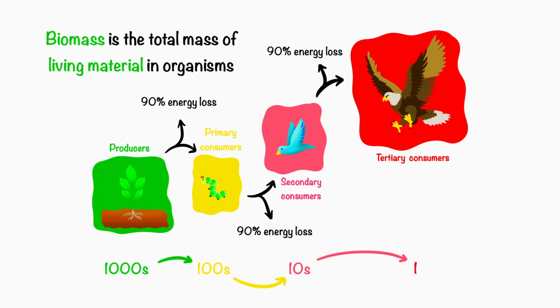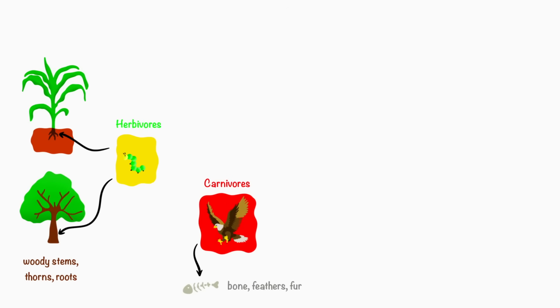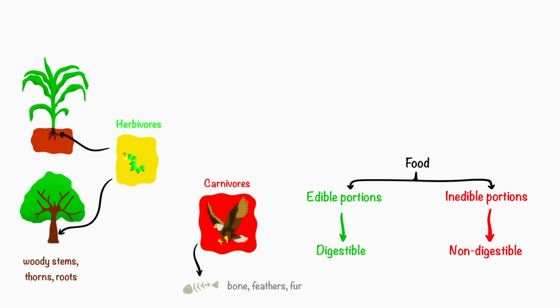Why does such dramatic biomass loss occur between trophic levels? Multiple biological processes contribute to this inefficiency, each representing energy that cannot pass up the food chain. First, organisms rarely consume every part of their prey or food source. Herbivores might avoid woody stems, thorns, or roots, whilst carnivores often leave bones, fur, or feathers uneaten. These inedible portions represent biomass that never enters the consumer's body.